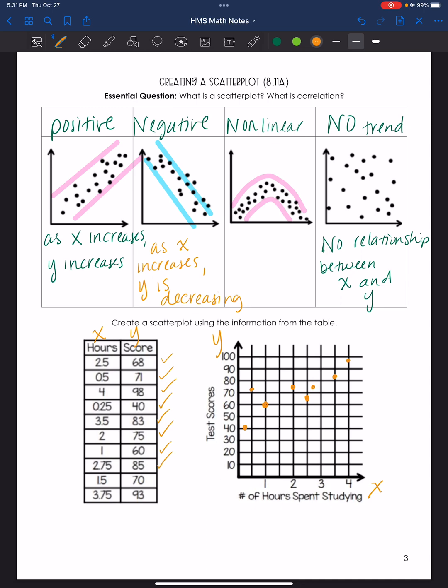1.5 and 70. Also easy. I love it when it's easy. And 3 3/4, 93. So past the 3.5 up to the 90, but just a little past it. All right, there we go. So now I'm going to use a highlighter to try to see if there is a trend here. Outline my data.